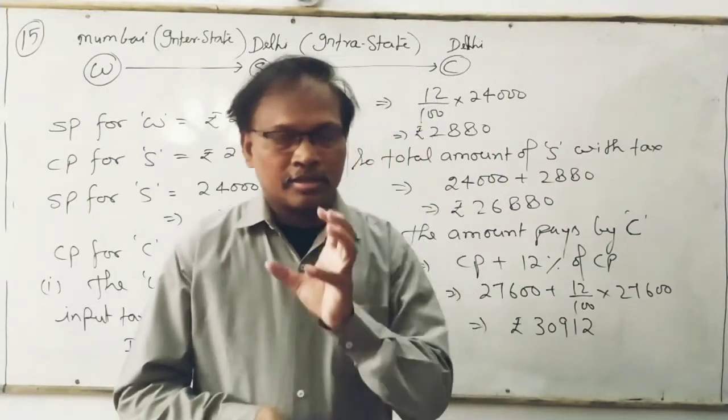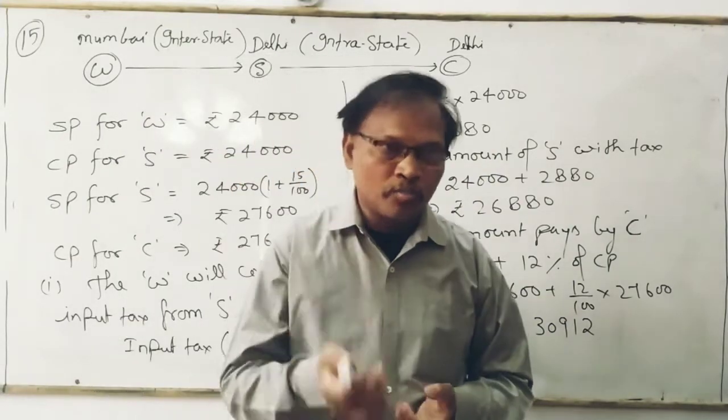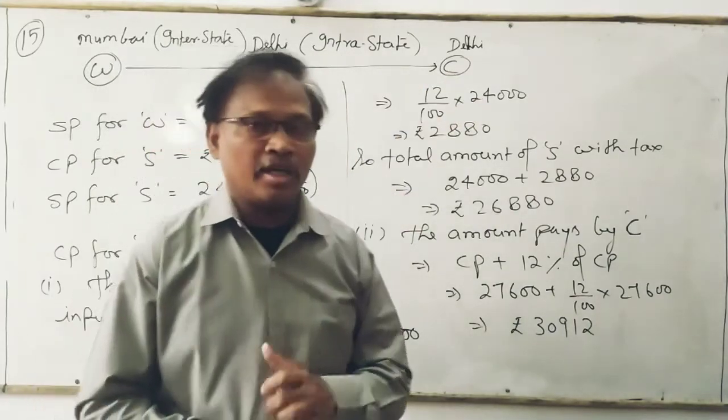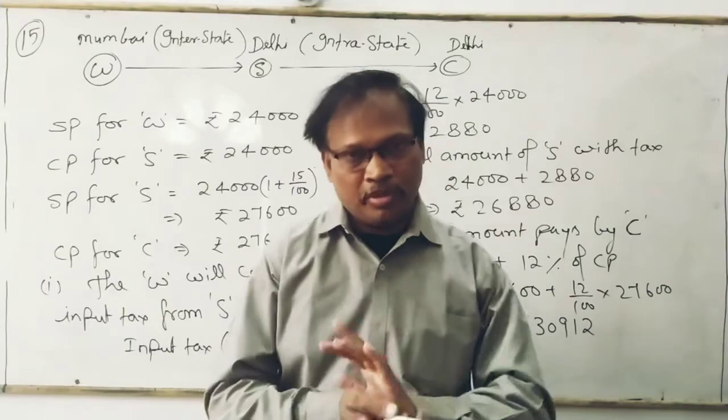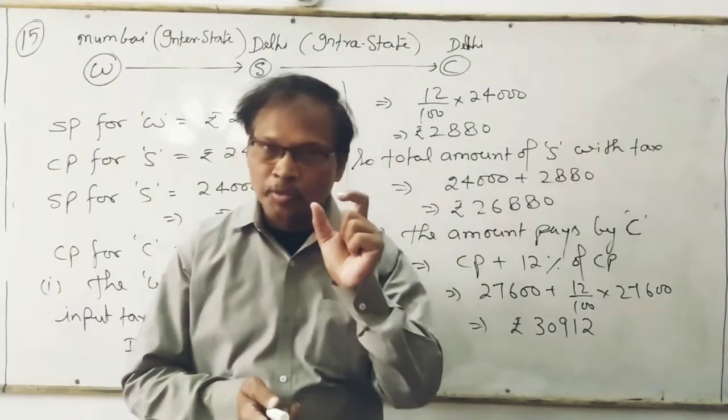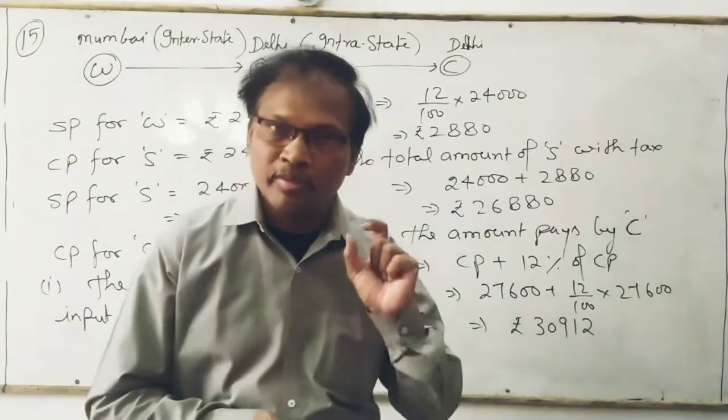Second part is asking what is the amount for the consumer that he pays to the shopkeeper. So the total amount of the consumer is the cost price for the consumer plus tax given by the consumer.